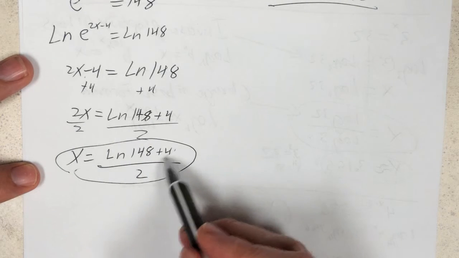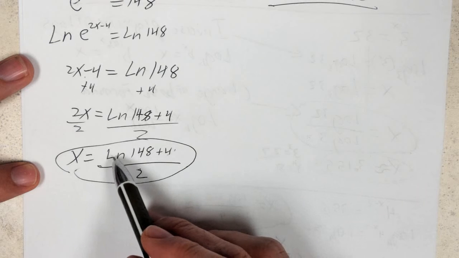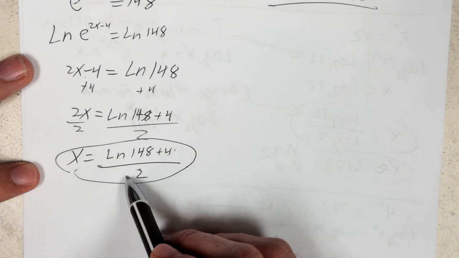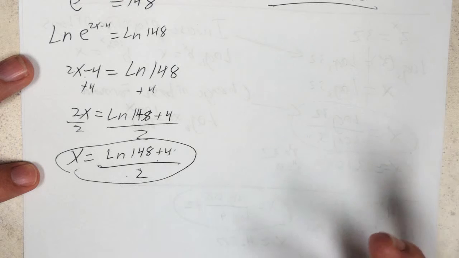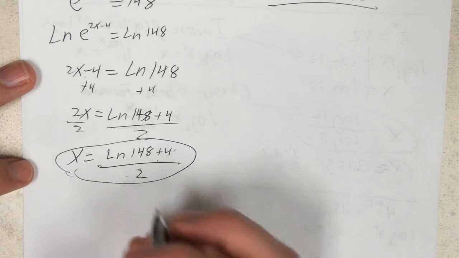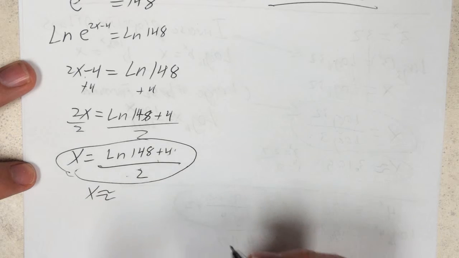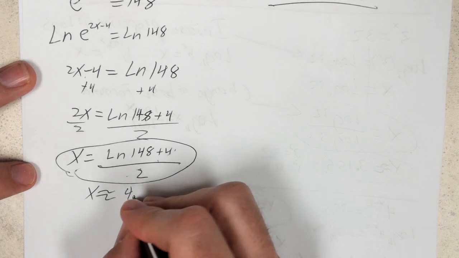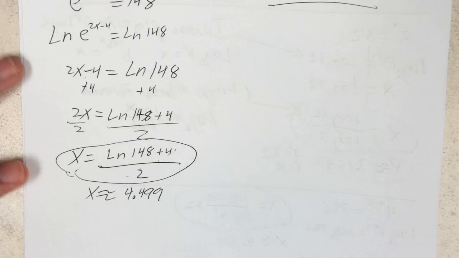If you want to go ahead and take 4 divided by 2, we could do natural log of 148 divided by 2 plus 2. That'd be fine as well. I think it's a little simpler to see. And then x is approximately 4.499.